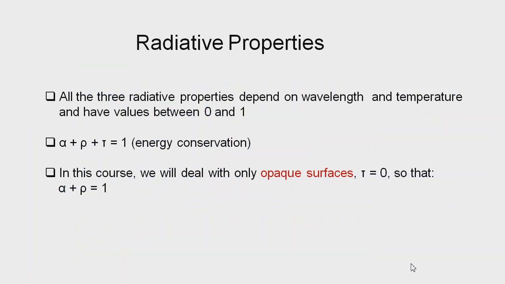These all 3 radiative properties, reflectivity, transmissivity and absorptivity, depend on wavelength and temperature, and their values lie between 0 to 1. By using the principle of conservation of energy, we can easily establish that the sum of all these 3 for any substance is always equal to unity. In this course, we will deal with only opaque surfaces in which transmission becomes 0, so alpha plus rho equals 1.